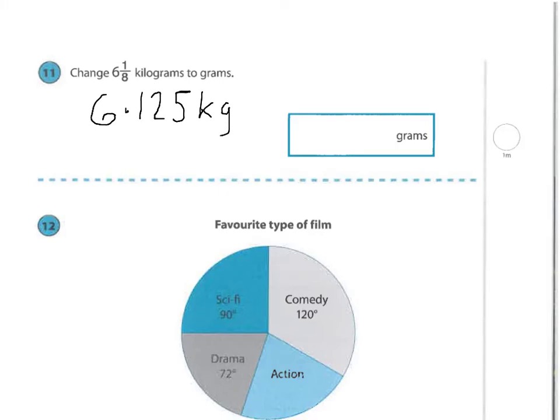Now if I want to turn that into grams, what I need to do is times that by 1,000, and it gives me 6,125 grams.